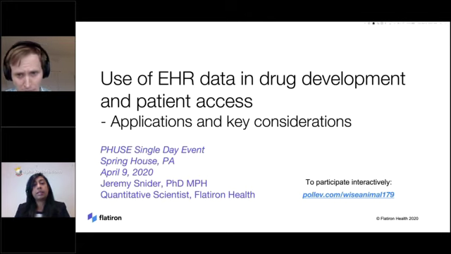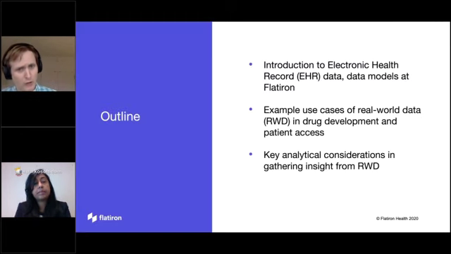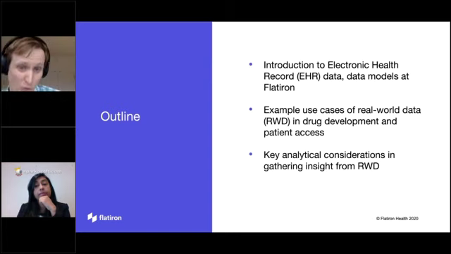So the points really go down to these three things. Introducing EHR data generally, and then talking specifically about the data model at Flatiron and how we translate that into real-world evidence that can be used for insights. Then I wanted to delve into a few example use cases of real-world data in drug development and patient access as well. And for the most part, I know that many people on the line are data scientists, so the aim is to glean some key analytic considerations that I think are important when you are gathering insight from EHR-based real-world data. That's the bulk of the presentation, and then at the end, I definitely want to answer any questions or have any discussions if anyone is interested.